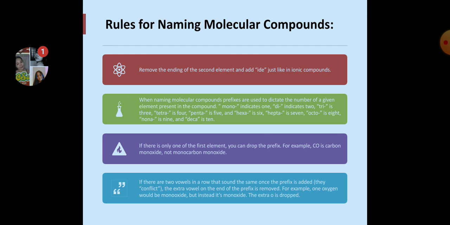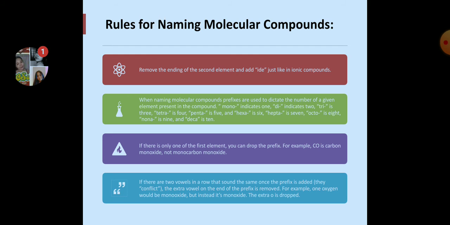Okay? Next, for number 2, when naming molecular compounds, we are using prefixes. The prefix depends on the subscript, the number of atoms. Okay? So, here are the prefixes: 1 for mono, di, and so on, which I believe you are also familiar with.